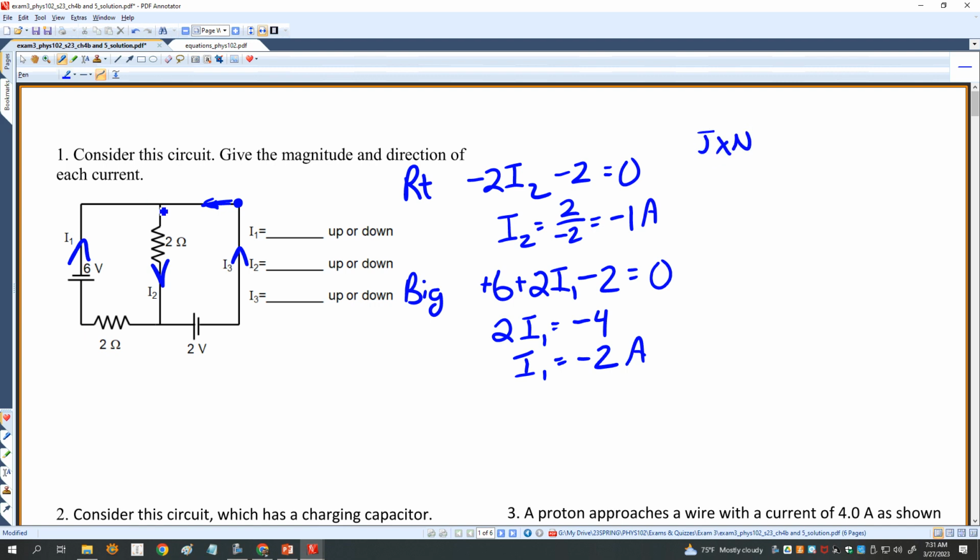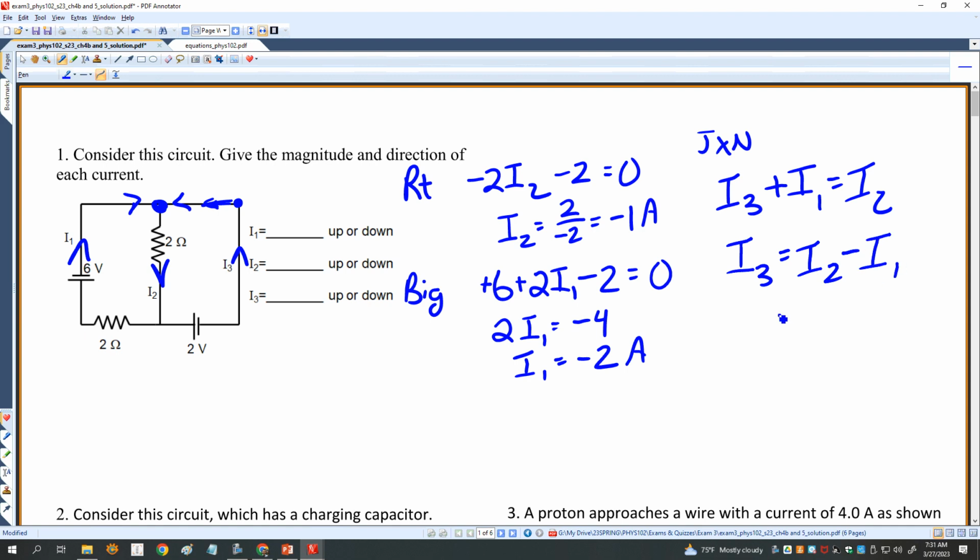Now I'm going to use the junction rule to figure out I3. I'll choose this junction. I have I3 coming in and I1 coming in. So I have I3 plus I1 is equal to I2. Looks like I need I3. That's equal to I2 minus I1. That's negative 1 minus negative 2. Notice how I kept the negative signs on both I1 and I2. That's 2 minus 1, that's 1 amp. So I3 is 1 amp.